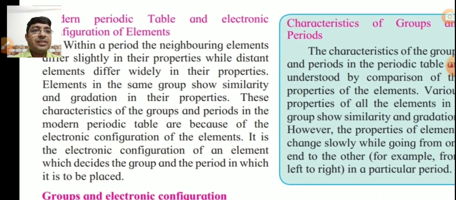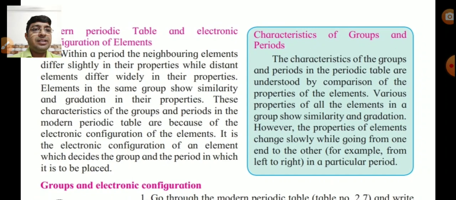Within a period, the neighboring elements differ slightly in their properties, while distant elements differ widely in their properties. Elements in the same group show similarity and gradation in their properties. These characteristics of groups and periods in the modern periodic table are because of the electronic configuration of the elements. It is the electronic configuration of an element which decides the group and the period in which it is to be placed.